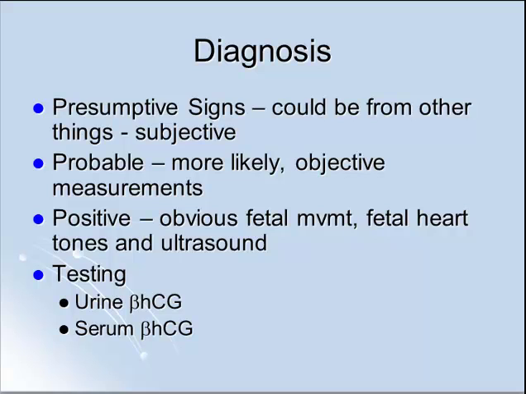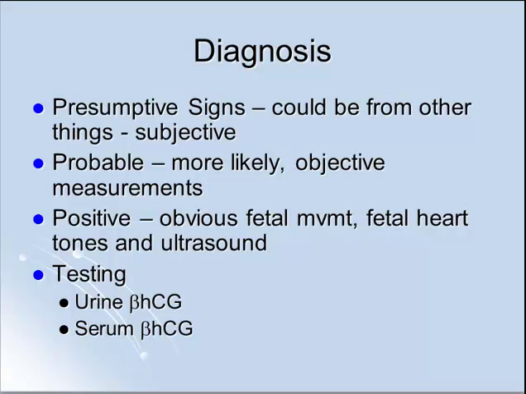I wanted to put this slide in because we had not really talked about the presumptive, probable, and positive signs of pregnancy. They are different. Presumptive signs are those things that are more subjective. So your patient might have nausea and vomiting. They might have weight gain, but those could be from other things. So they are presumptive, but they are not completely positive signs of pregnancy.